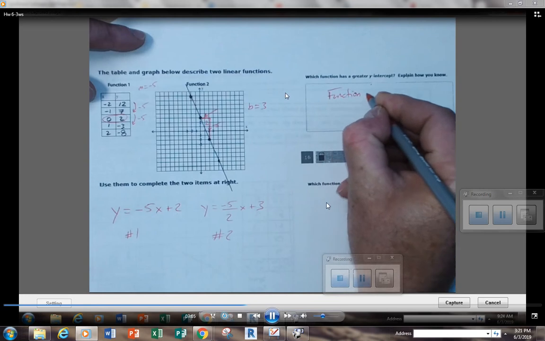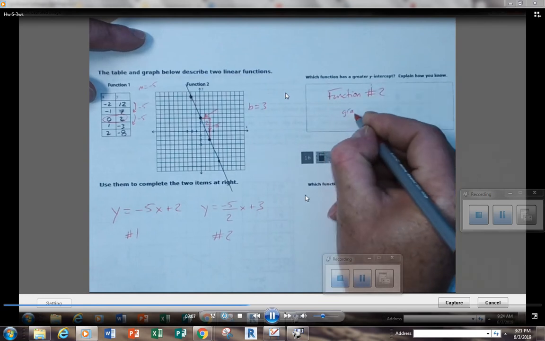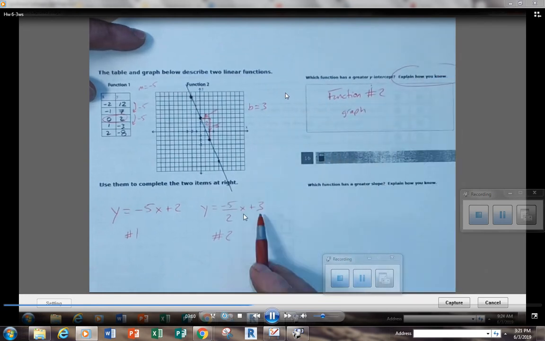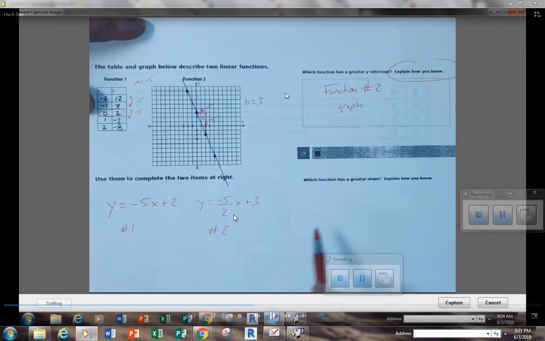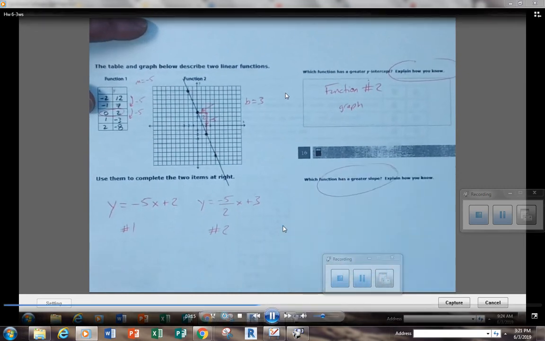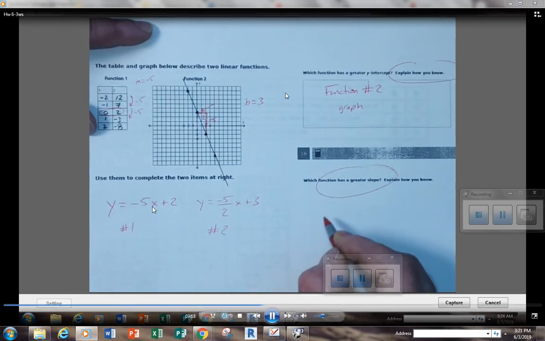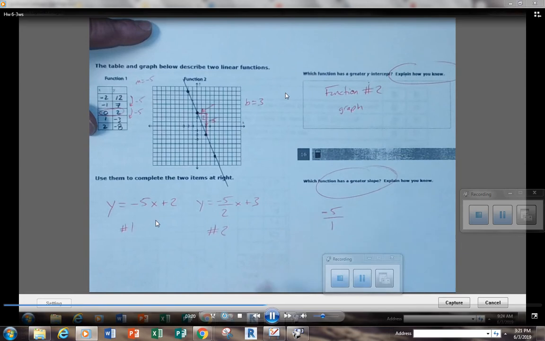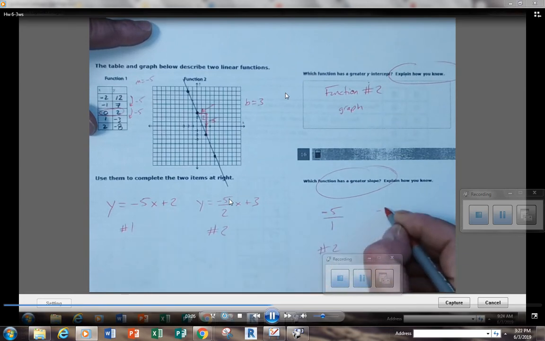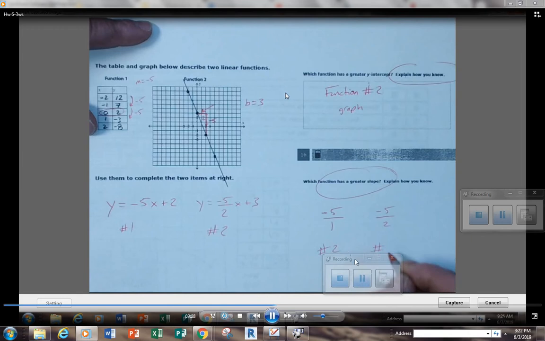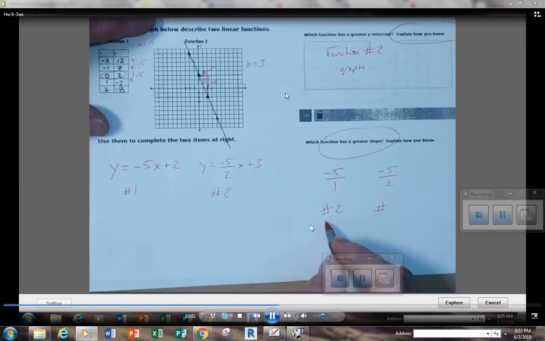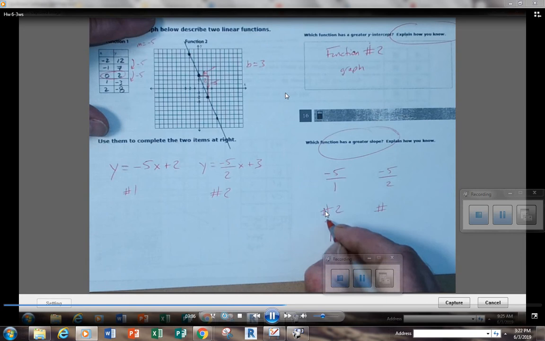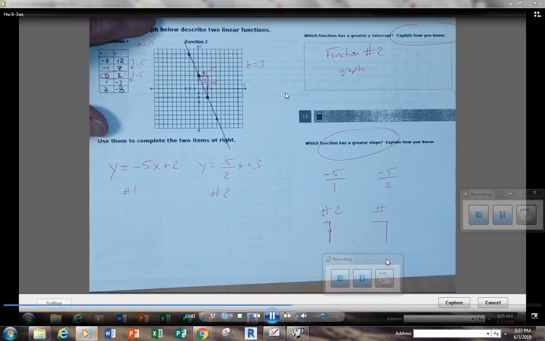The second one says which one has a greater rate of change, and that one you're looking at these numbers in front of x. This one's a little closer, harder to tell, because negative 5 as slope is negative 5 over 1, and then compared to negative 5 over 2, you need to know that negative 5 over 1 is a steeper line. Going over just one box before you cut down 5 will give you a steeper line than a line going over 2 before you cut down that same number 5.